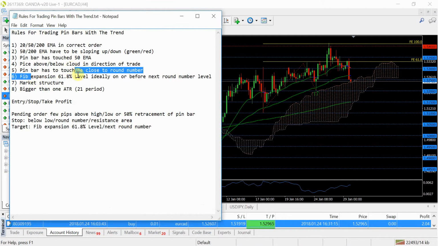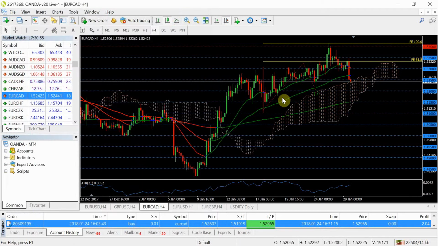The Fib expansion 61.8 level, ideally on or before a round number. Now this was the only one that didn't really sit well with me. As you can see here, I've drawn the Fibonacci expansion from the low, which I've taken as this point, to the high at the time and back down to the pin bar. It's saying that the 61.8% level is here, which is above the round number, because price could have hit this round number, gone all the way back down, and therefore never reached my level.